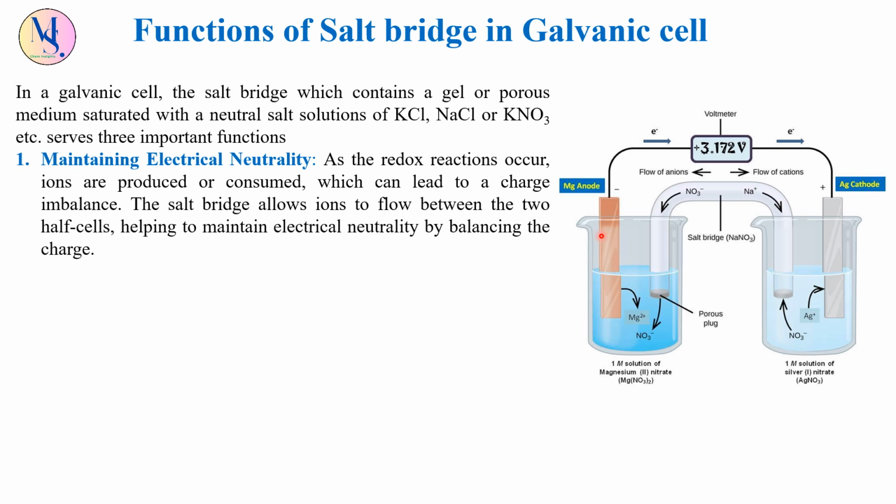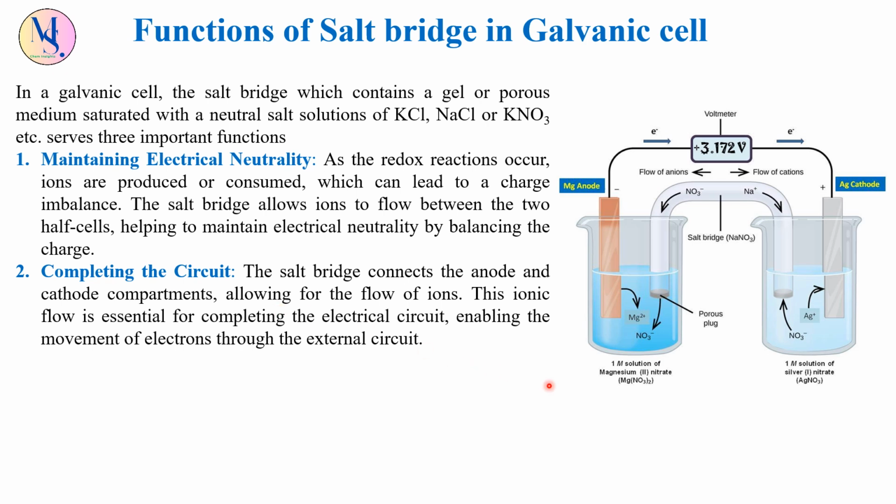While when the electrons flow from the external circuit towards the silver cathode, here the silver nitrate ionizes and silver ions are deposited on the cathode to get reduced while the nitrate ions are generated in the solution. So this solution becomes rich in negative charges. These negative charges start moving towards the salt bridge and then towards the anodic compartment. Thus this salt bridge allows the ions to flow between the two half cells and helps to maintain the electrical neutrality by balancing their charge.